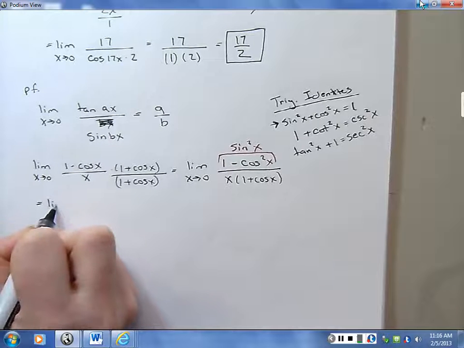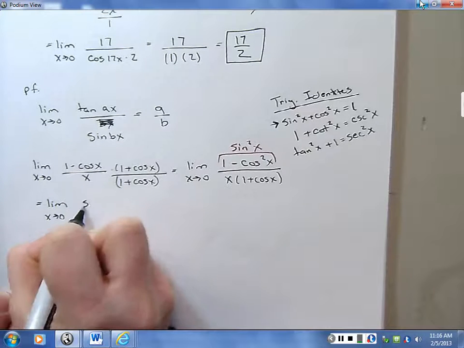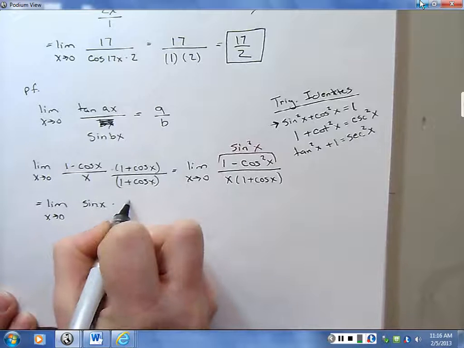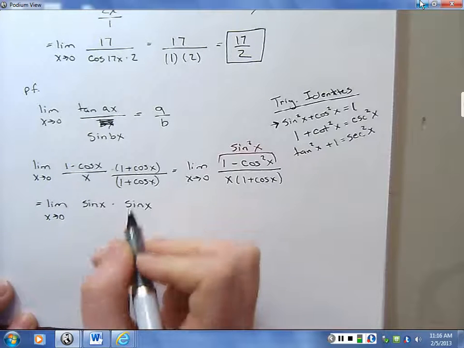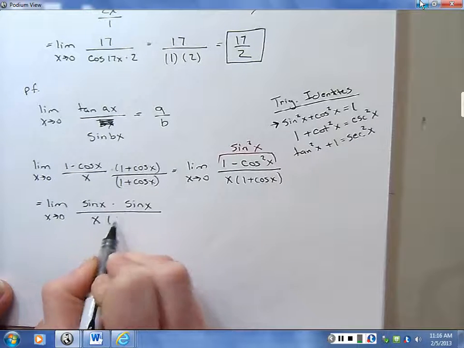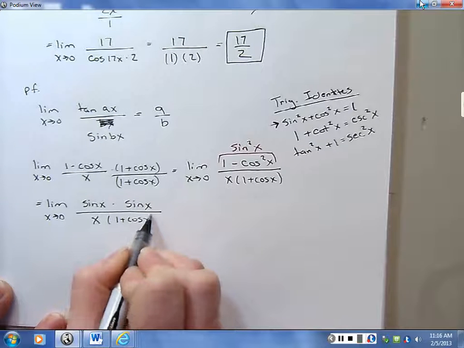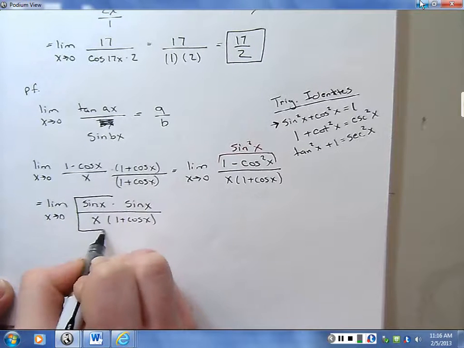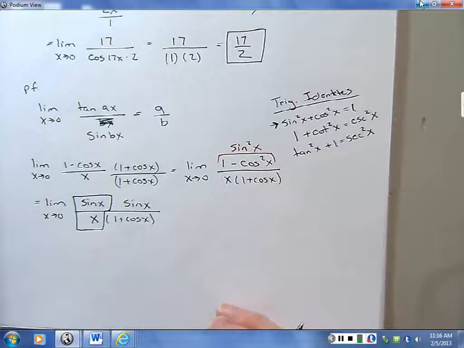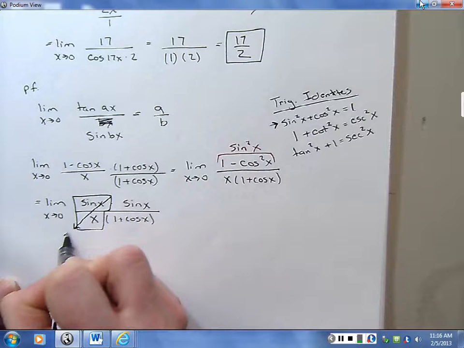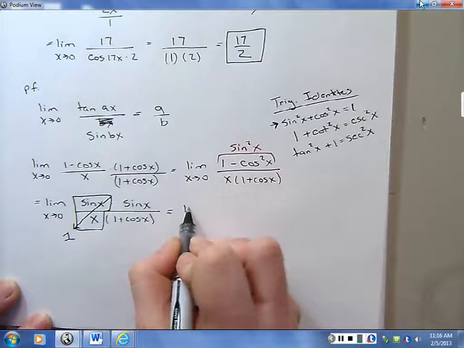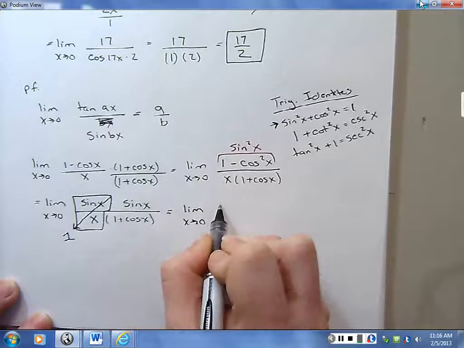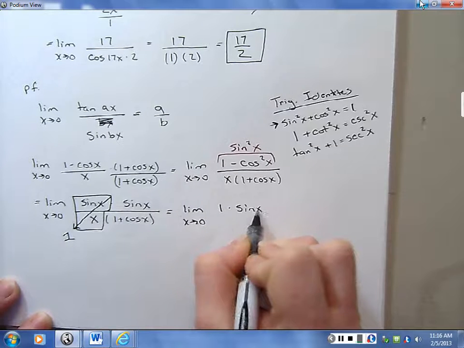So I have the limit as x goes to 0 of sine of x times sine of x, there's a reason why I write it like this, divided by x times 1 plus cosine of x. So now, if I take one of the sines and divide it by x, I know this goes to 1 by using that property we learned from the squeeze theorem, right? So this goes to 1. So I really have the limit as x goes to 0 of 1 times sine of x over 1 plus cosine of x.